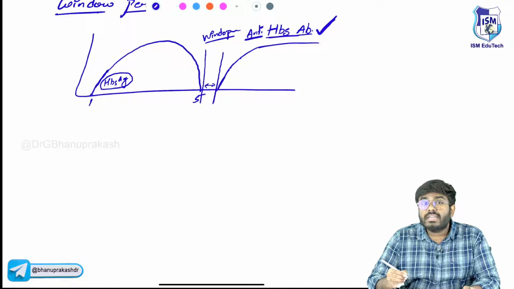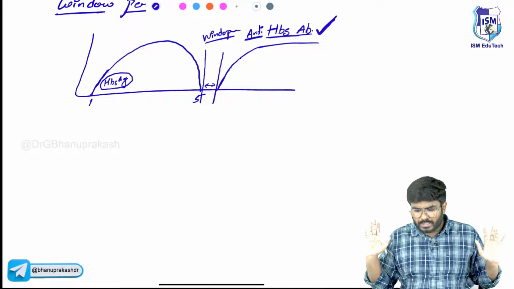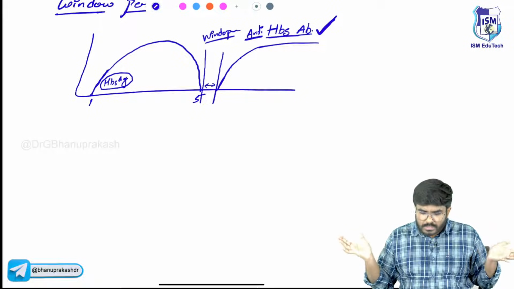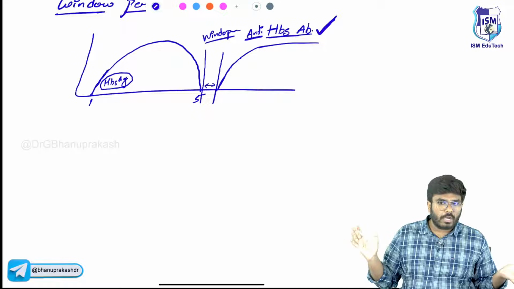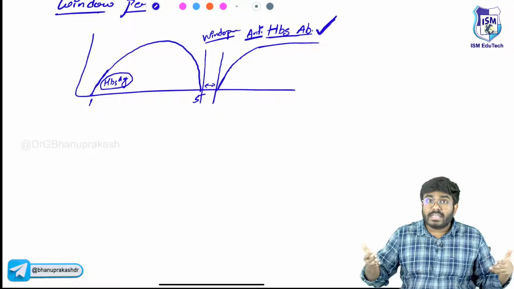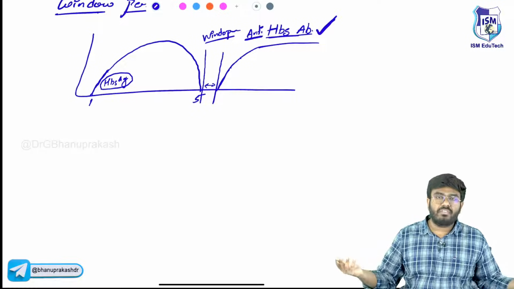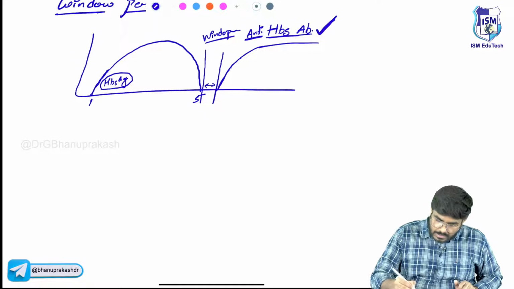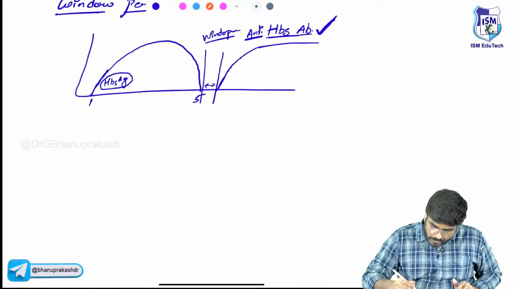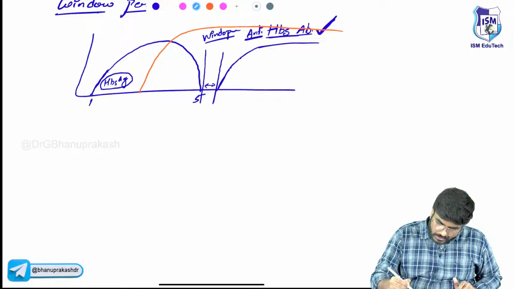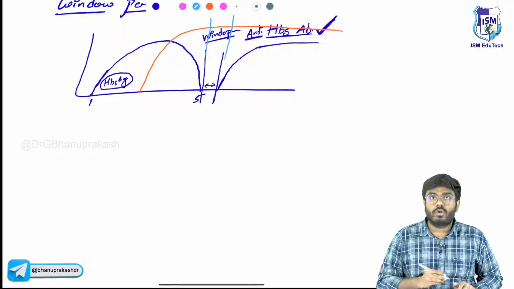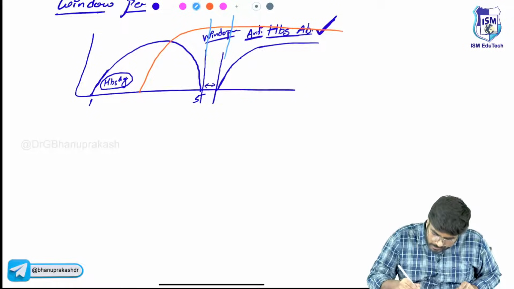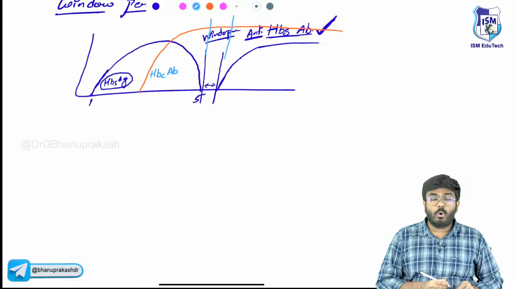Now, how to detect the window period? Sir, in this window period there is no HBsAg, no anti-HBsAg, there is nothing. It looks like the patient is not having any infection, because the antigen is not there, antibody is not there. But what you have to check is that during this period, one antibody level will be more. Do you know what this antibody is? This antibody is the HBC, core antibody.